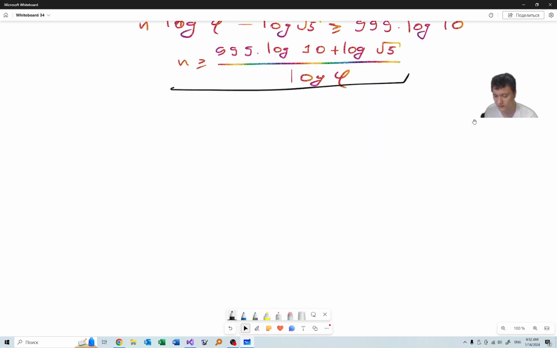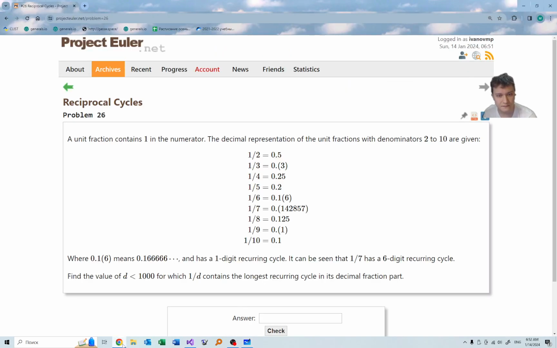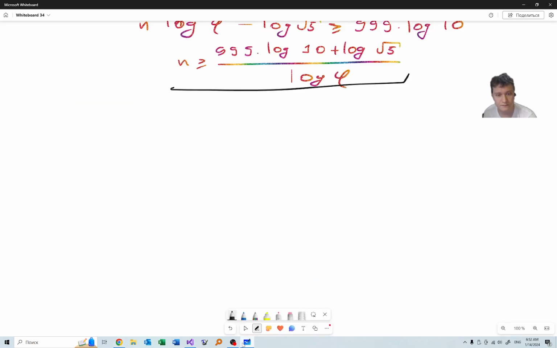Okay, this is a theoretical problem. To solve it, you need to understand what it takes for a rational number to have some recurring part. Actually, when you divide a number by another number, at some moment you will get only zeros after the decimal point. And this means that this process is somewhat cyclic.